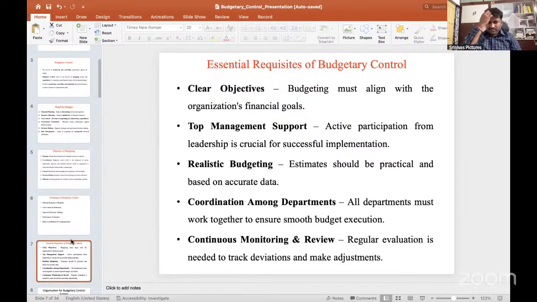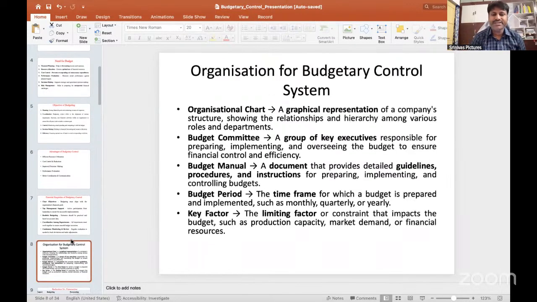Next, continuous monitoring and reviews. Continuous monitoring and reviews means what? Regular evaluation is needed to track deviation and make adjustments. Among the various departments, if you do regular evaluation, you are able to find out where we are weak and where we are strong. So continuous monitoring and review will help the proper implementation of budgeting.